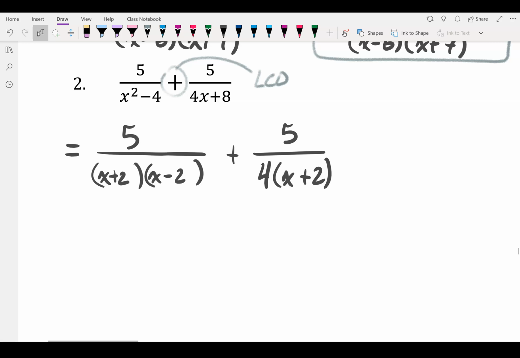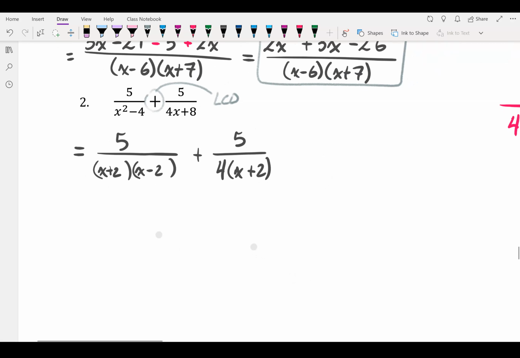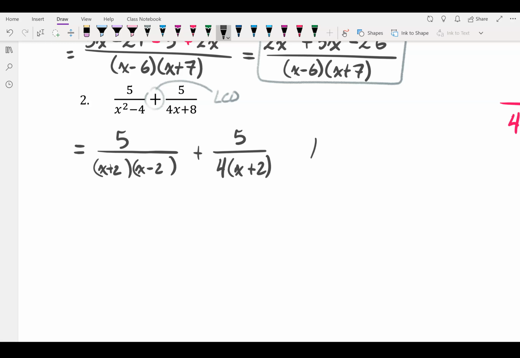Now I can't add them as they are. I need to figure out my LCD. Hopefully you're getting slightly more confident with the LCD. Numbers first, then groups of letters. First things first, I see a 4 here. I do not see a 4 over here. Lowest common multiple, definitely 4. All right, what's next?